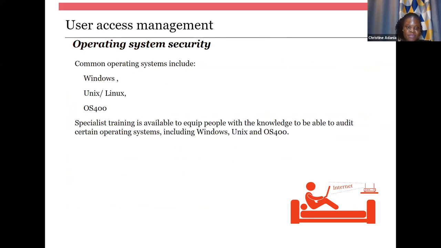Some of the operating systems we know: we have Windows, there are versions of this. You have Unix or Linux, there are also versions to it. There's OS 400. So for each, if you want to know how to audit each of these, there are people who are equipped with auditing for each of these systems, operating systems and databases. We don't have the time to delve into it in depth, so I'll leave it at that, just to pique your interest. In case you're more interested in learning more, you can always reach out to ISACA. I think they have materials and audit programs for that.